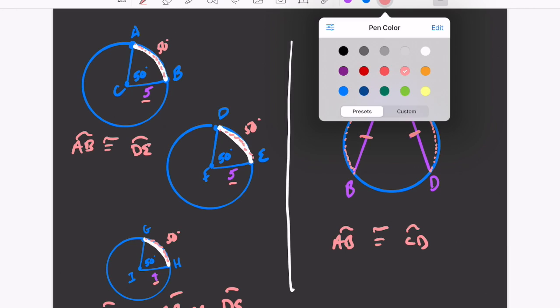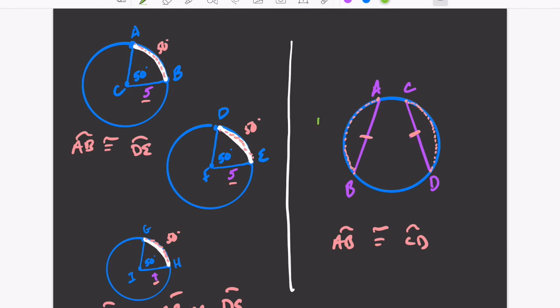So if they gave you the measure of one, if they said, oh, this is 110 degrees, then you know that this also would have to be 110 degrees.